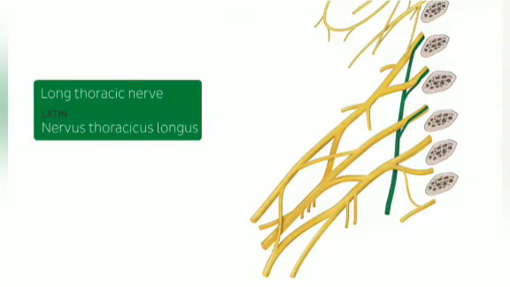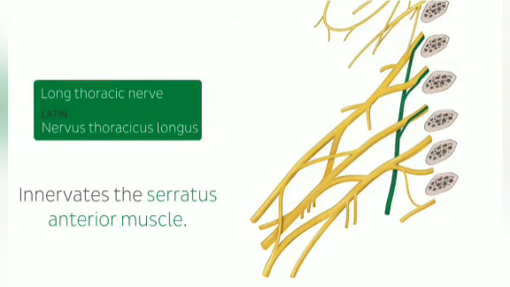It originates from the anterior rami of the 5th to 7th cervical spinal nerves. It passes vertically down the neck through the axillary inlet and innervates the serratus anterior muscle.